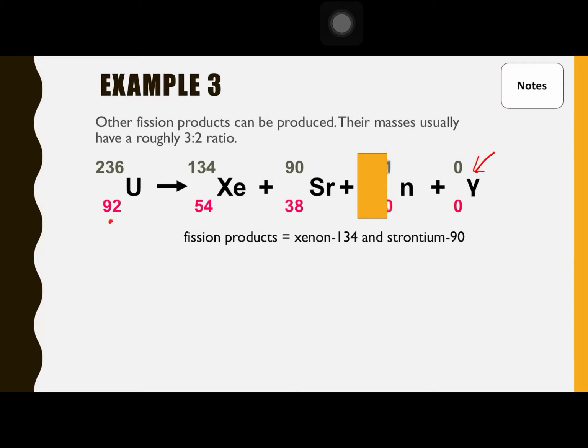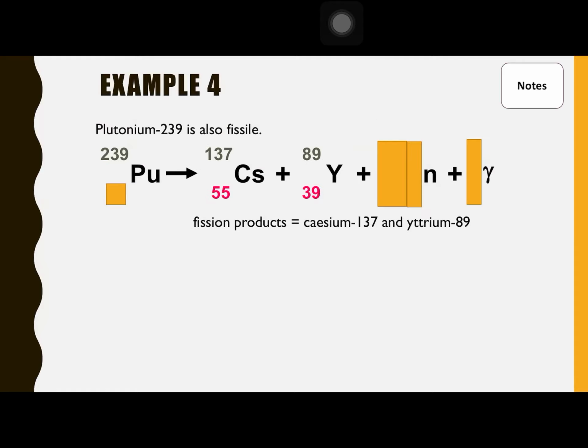So if I do the bottom first, 92 minus 54, minus 0, minus 0, you end up getting 38. What about for the top values? 236 minus 134 minus 90 minus 0. What do you get? You notice that you get 12. So you end up producing 12 neutrons. Pause here and try this out.